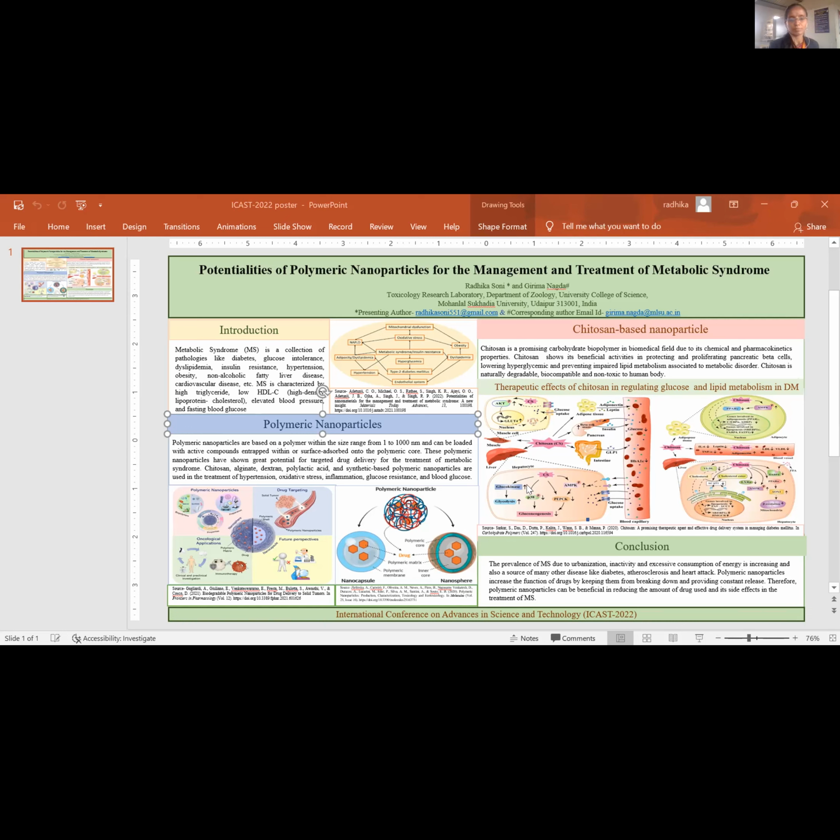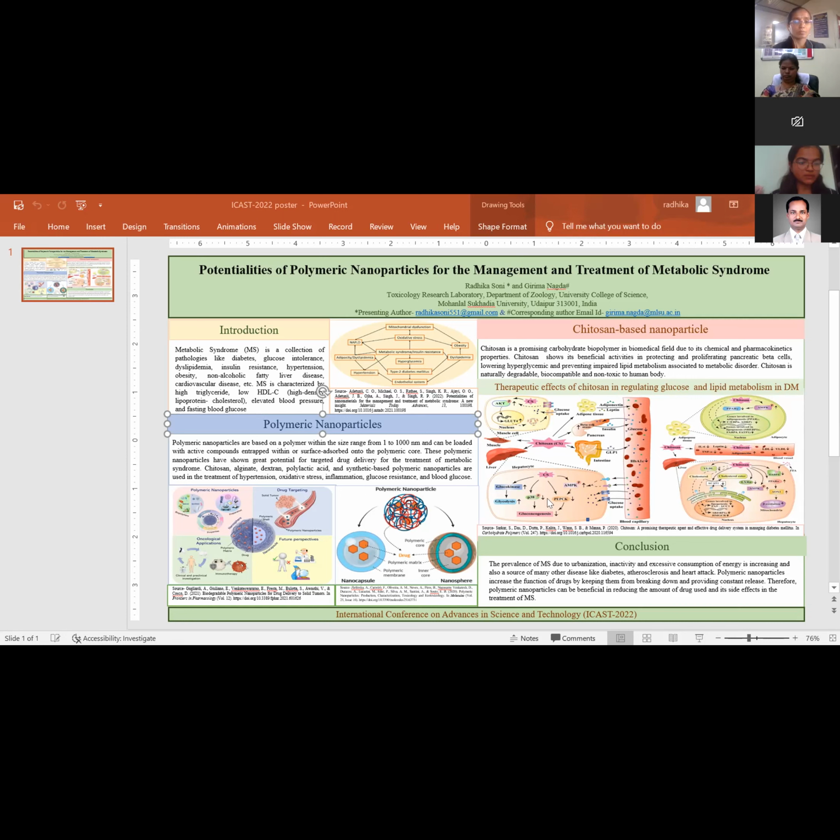In the liver, chitosan nanoparticles decrease the activity of PCK enzymes, which helps to maintain the glucose level. And in lipid metabolism, chitosan also helps by down-regulating lipogenesis and adipogenesis.